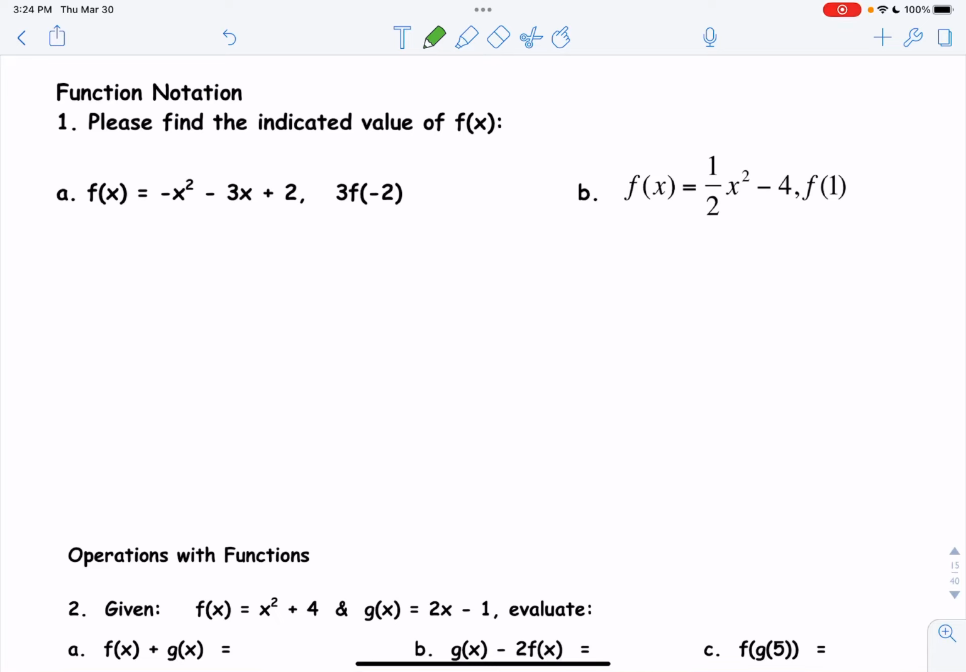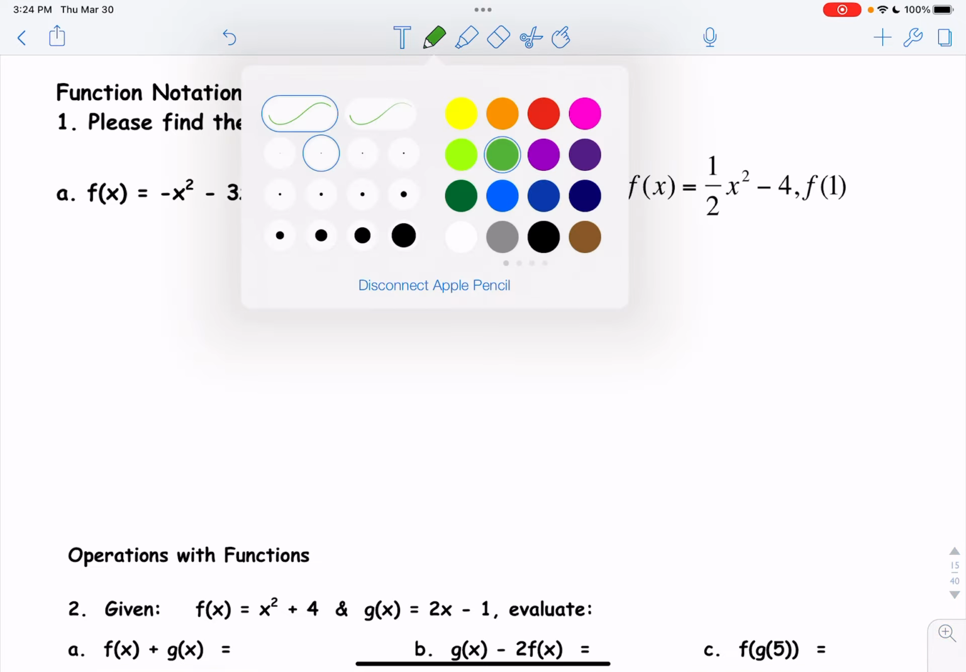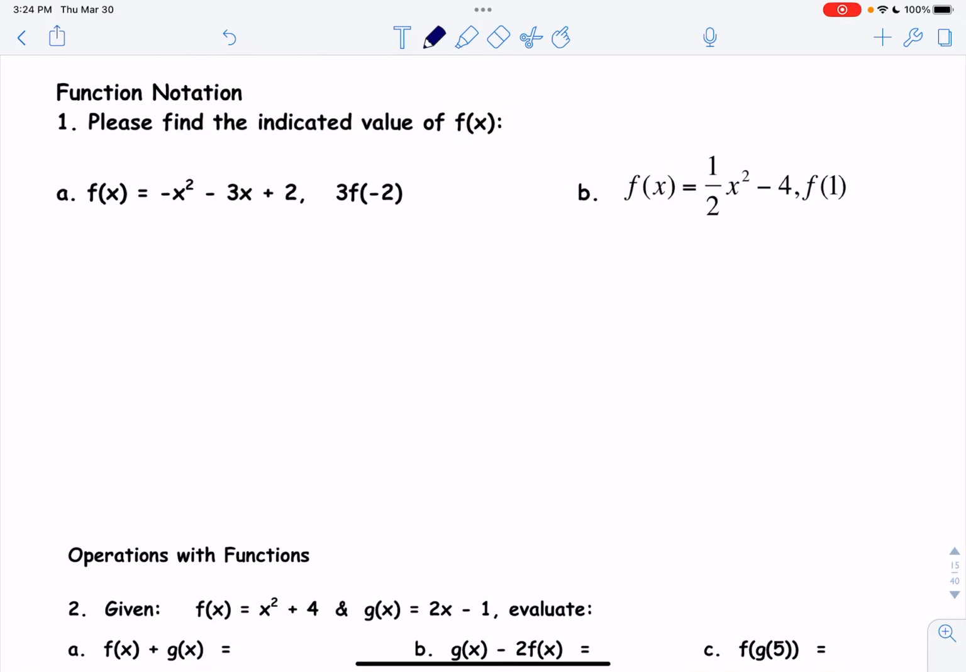Okay, I want to talk about function notation today. Okay, so please find the indicated value of f(x).